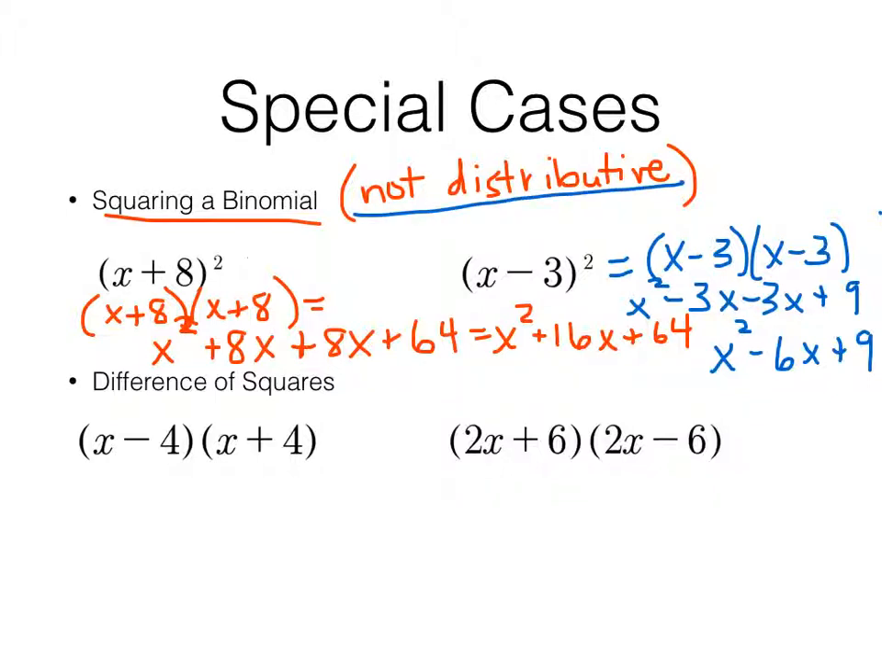Okay, let's look at the difference of squares pattern. The difference of squares pattern, you have two binomials. They're exactly the same two terms, but one's a minus and one's a plus. Let's write this out. So we did FOIL. Let's do this one with the distributive property. X times x minus 4, times x plus 4, excuse me, minus 4 times x plus 4.